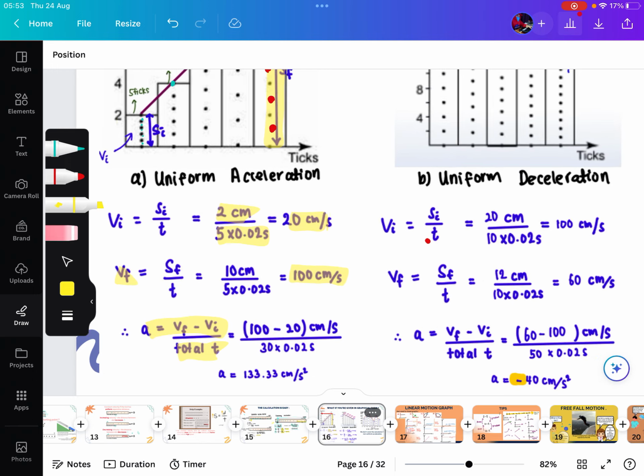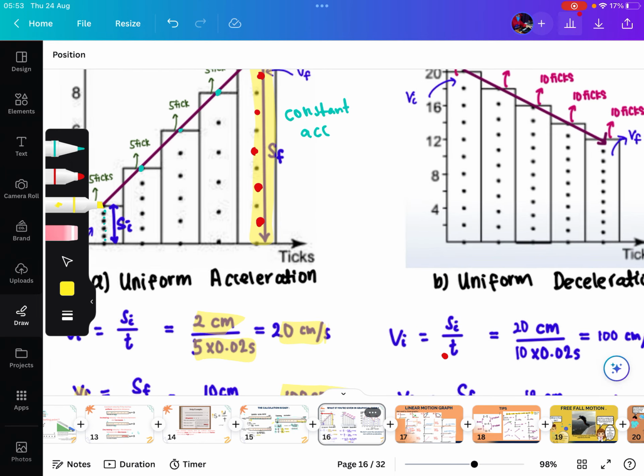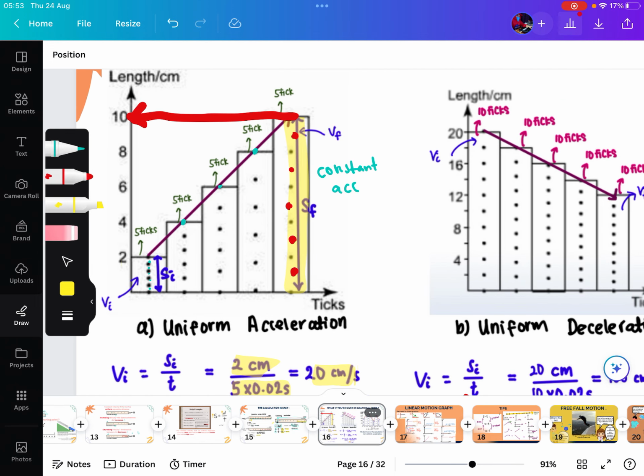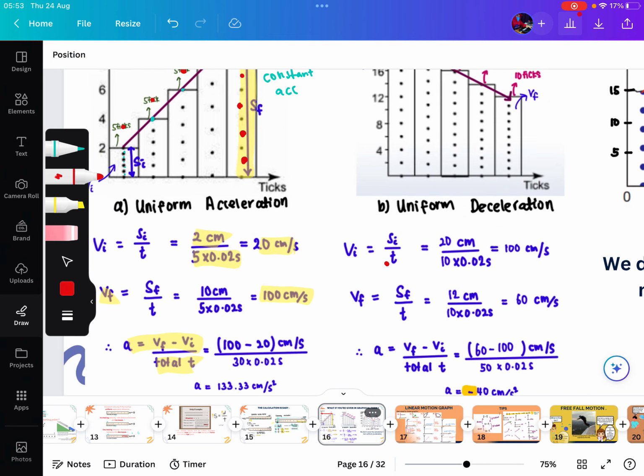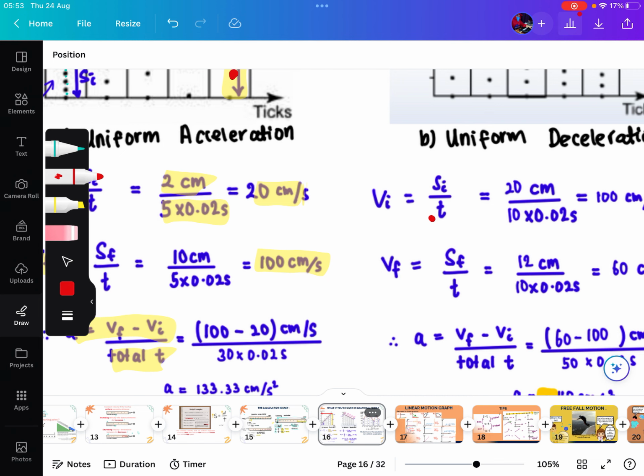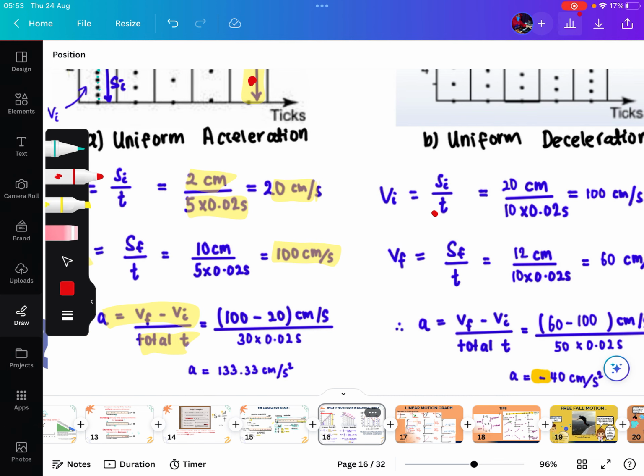And then you need to divide by the total time, because each strip has 5 ticks. So 5 plus 5, 5, 5, 5, together is 30 ticks. So 30 ticks times 0.02 second. You get this acceleration to be 133.33 centimeters per second squared.